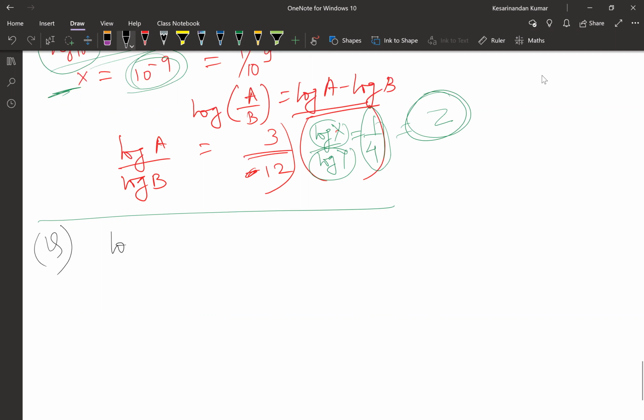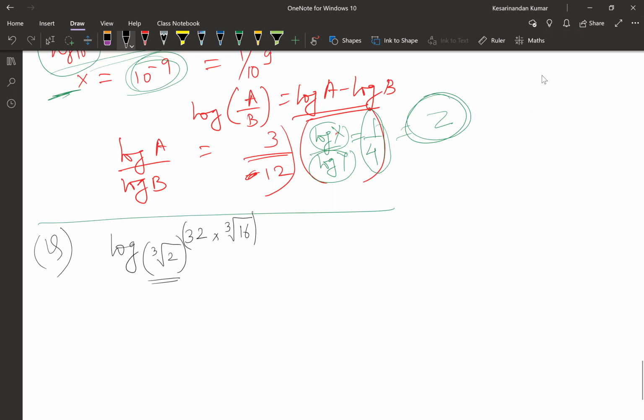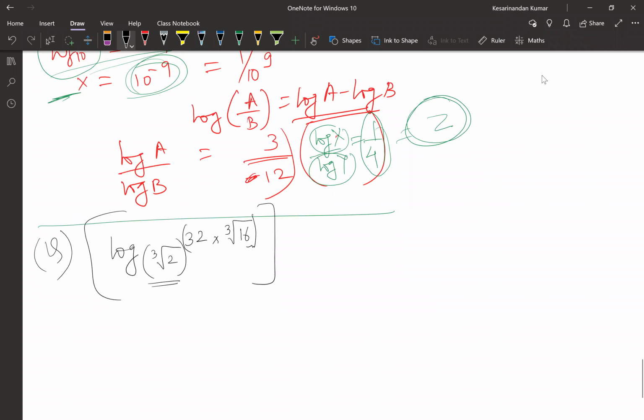So, let's calculate this one. This is the base, third root of 2. And in the index, you have this. This is the index. Calculate the value.